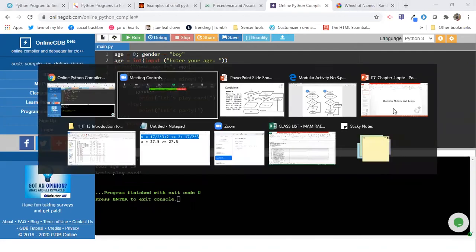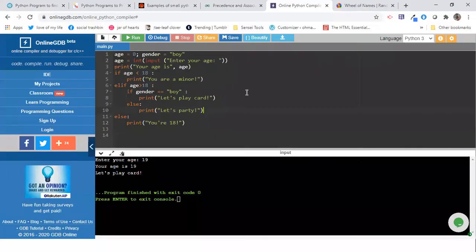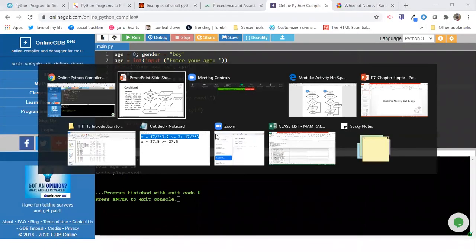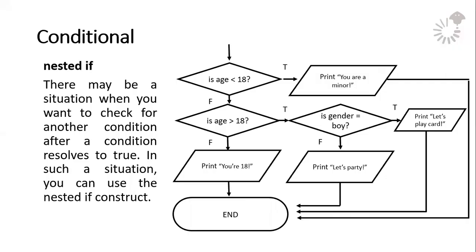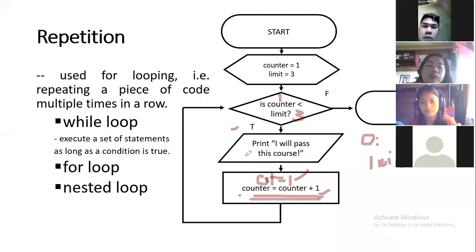Okay, next. That is nested if. That is if within if statement. Nasa loob siya ng isang outer if. So that is nested if. We also have repetition, the last control structure: sequential, condition, and repetition. Under repetition, we have while loop, for loop, and nested loop.